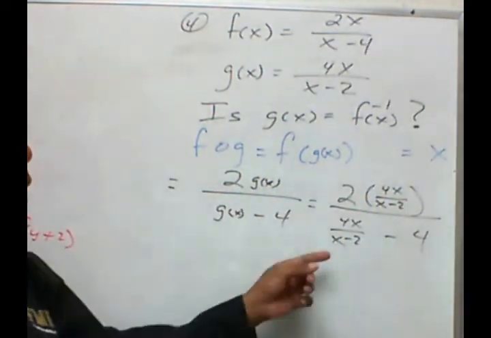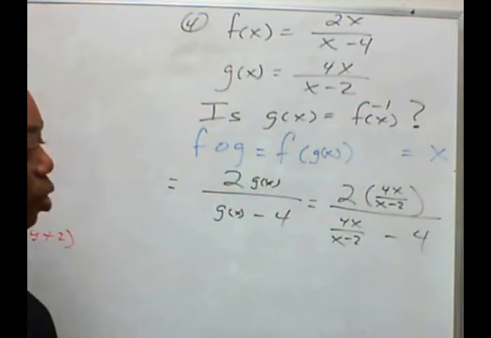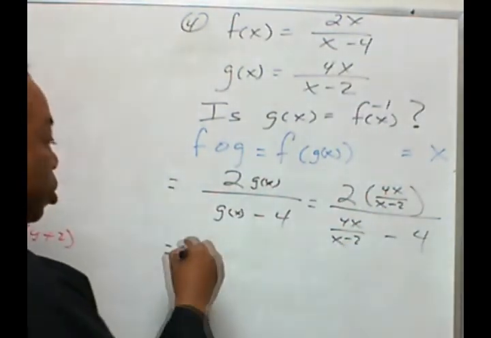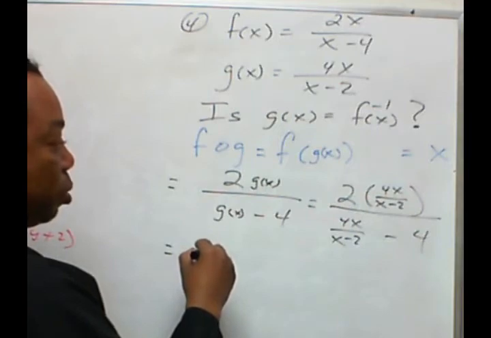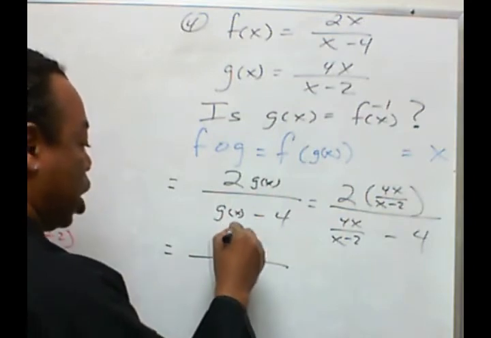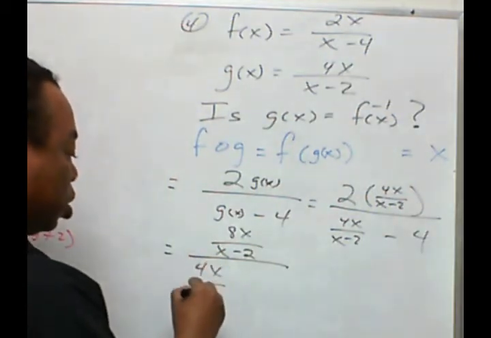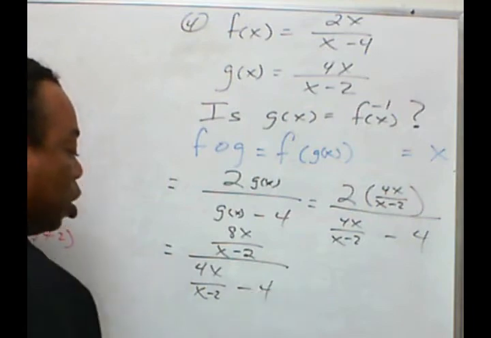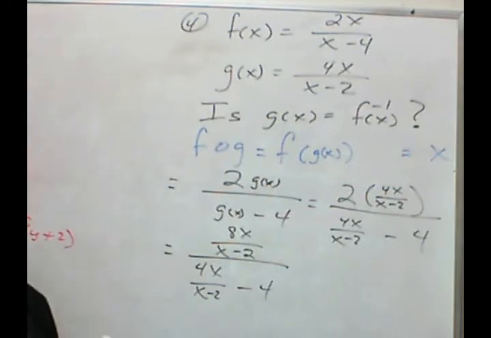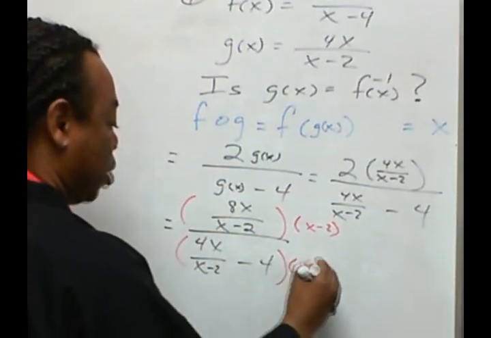Okay, so now we have the inner function placed inside. And from here, I'm going to multiply the top and bottom by the least common denominator, which is x minus 2. So let's multiply this first with the numerator, and we'll get 8x all over x minus 2, and then we have 4x over x minus 2 minus 4. Okay, just to simplify these two. Let's multiply everything here by x minus 2 and multiply everything here by x minus 2.